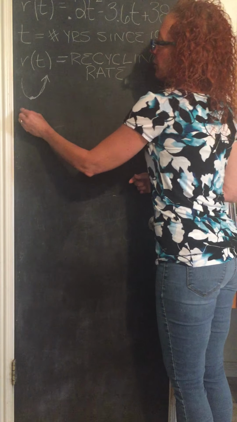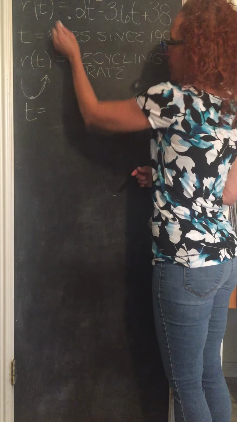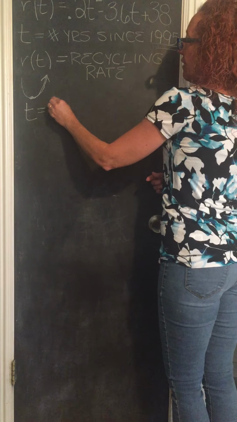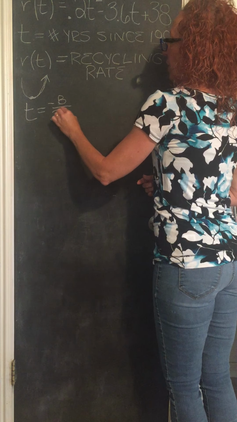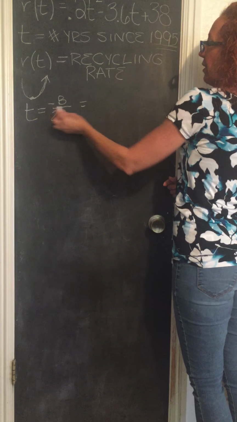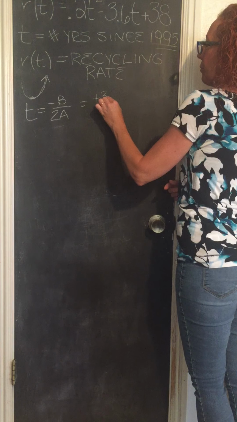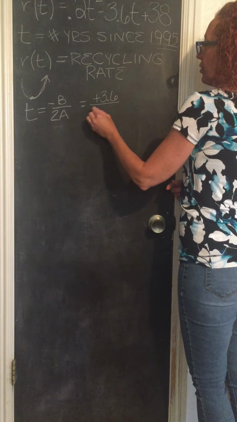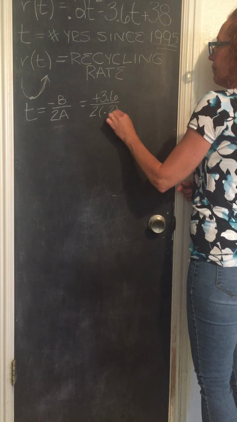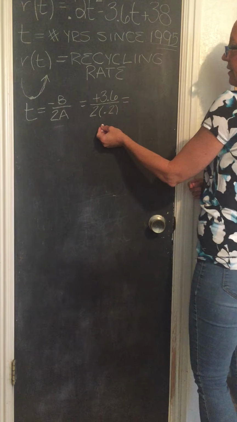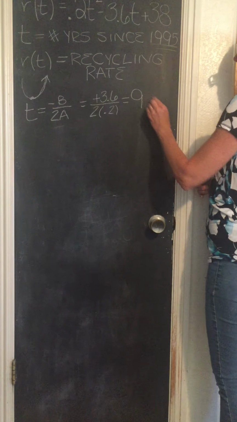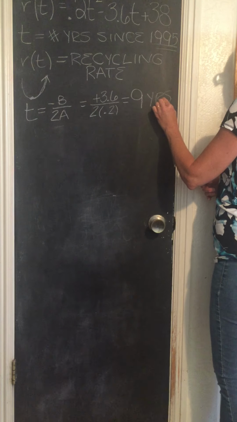All right, so here's our shortcut. The time is going to be equal, because time is our independent variable here, not x, to negative b over 2a. In this case, b is a negative, so when we do the opposite, it's going to be positive 3.6 over 2 times a, which is 0.2. So 3.6 divided by 0.4 is going to be 9. So this stands for 9 years.